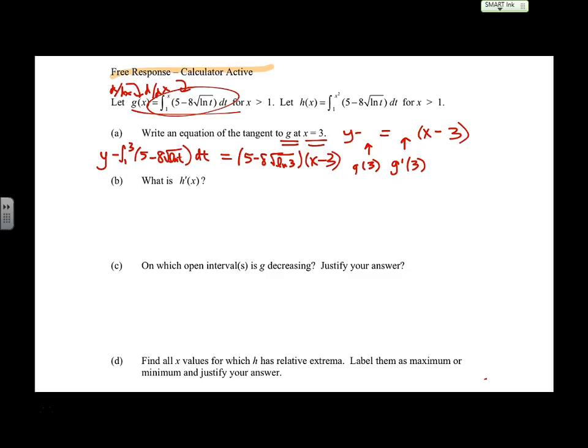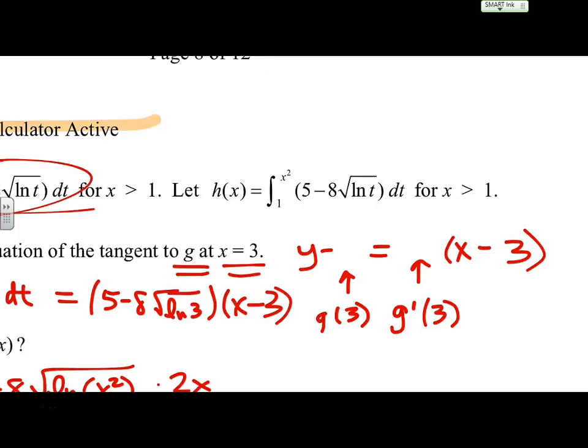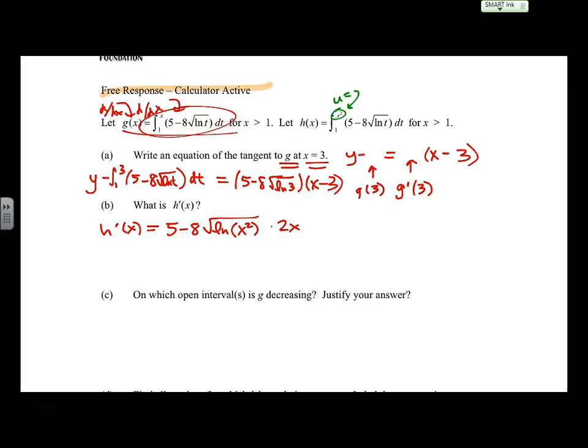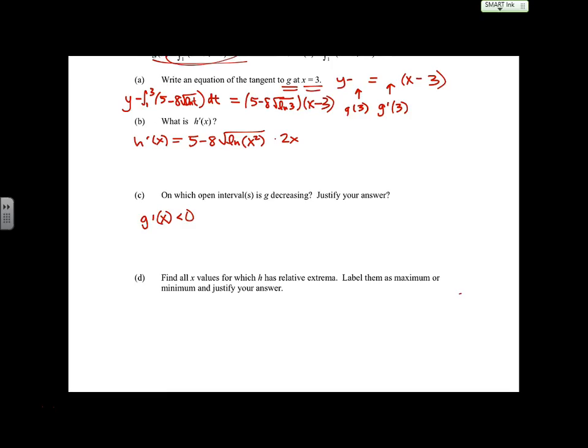What is h prime? H prime of x is going to equal ln of u times u. You do dx of both sides. There's my u, f of u times u prime. Plug it in the integral. On which intervals is g decreasing? We've already talked about who g prime is. Figure out where g prime is less than 0. You can use your graphing calculator to graph them. You can figure them out.